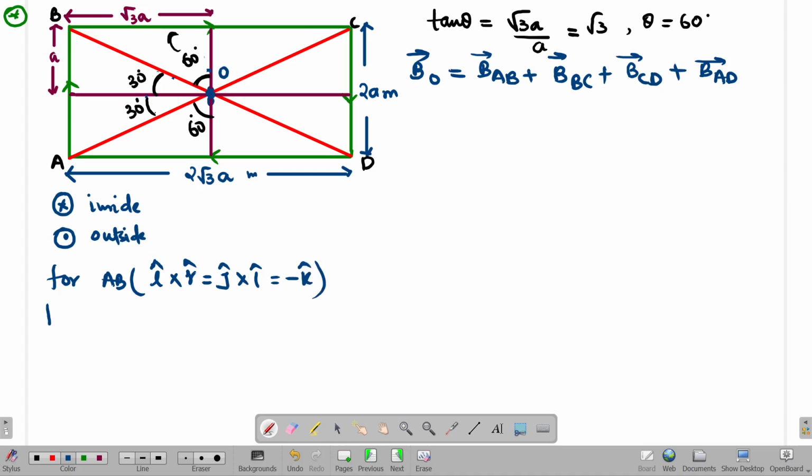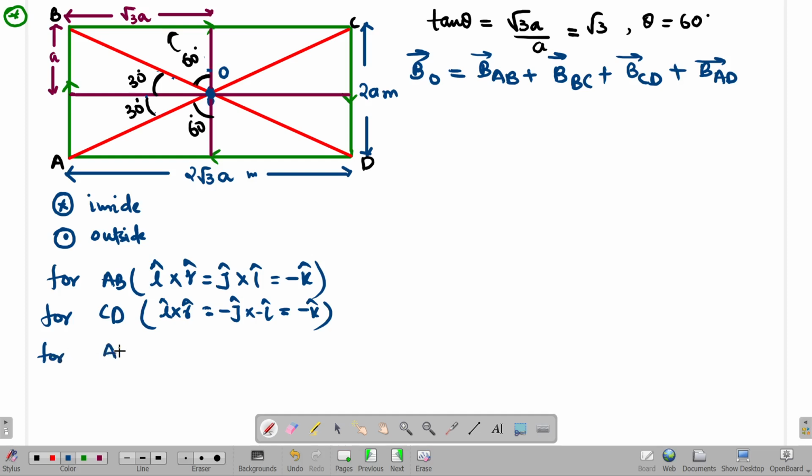Yes. Similarly for CD, L cap cross R cap is what? L cap is along which side? If you look over here, that is minus J cap cross minus I cap. Are you able to get? So minus minus plus, and J cross I is once again minus K cap.